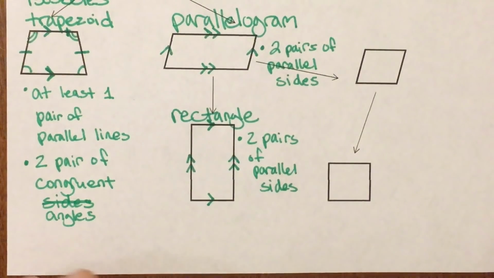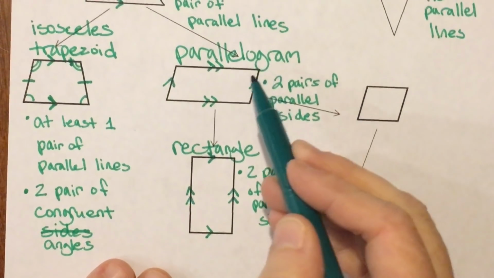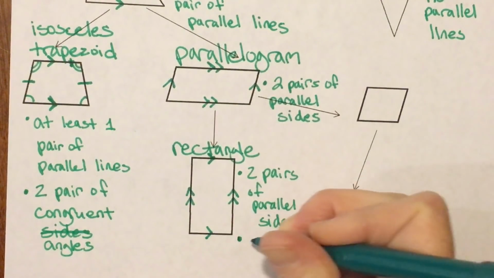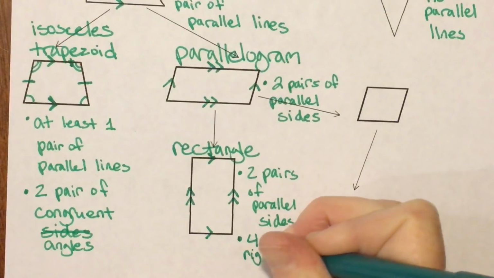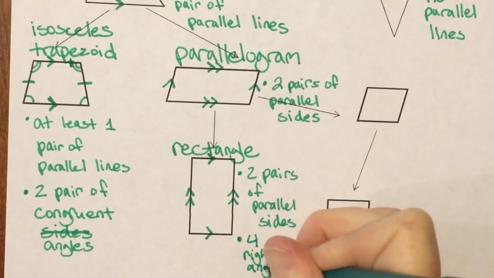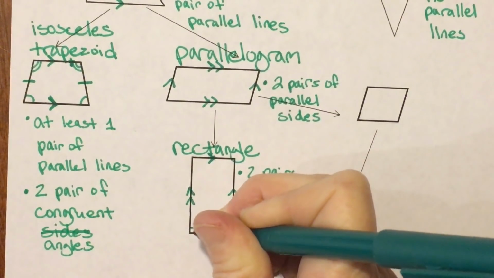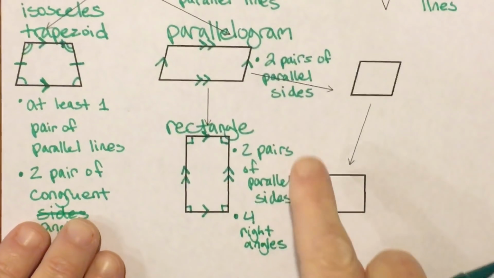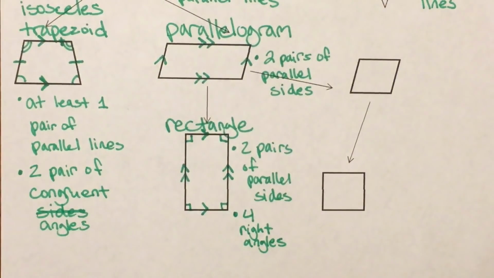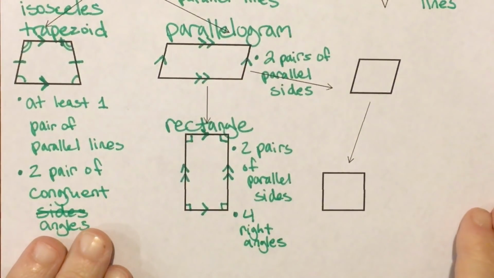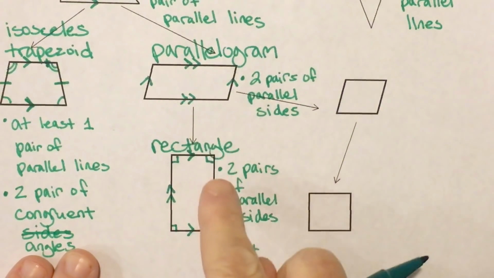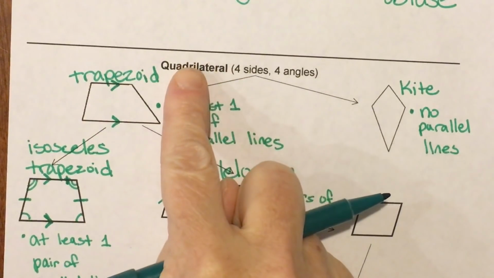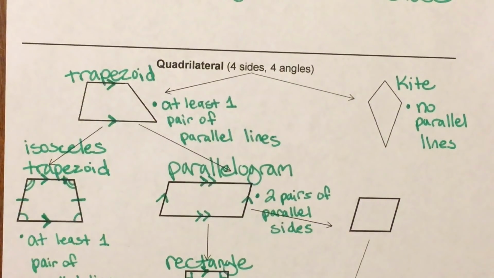Okay, the other thing that makes this different than a parallelogram, why it gets its own name, is it has 4 right angles. Right here. These are our 4 right angles. So to be a rectangle, you have to have these two attributes. Now, as I said, this rectangle is also a parallelogram though, and it's also a trapezoid, and it's also a quadrilateral. It's also a polygon too.